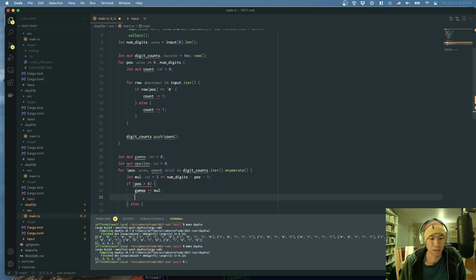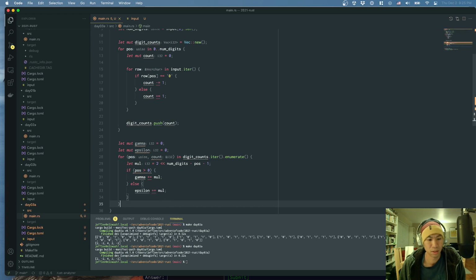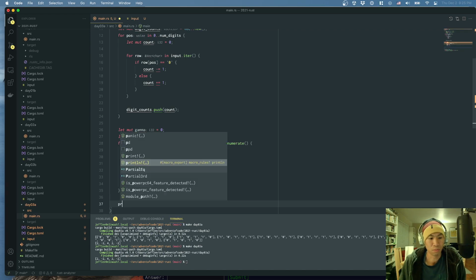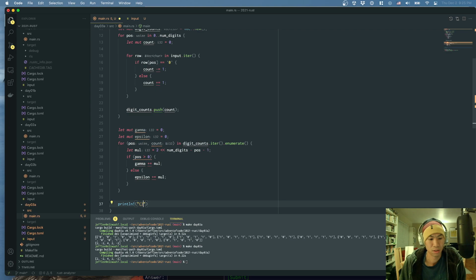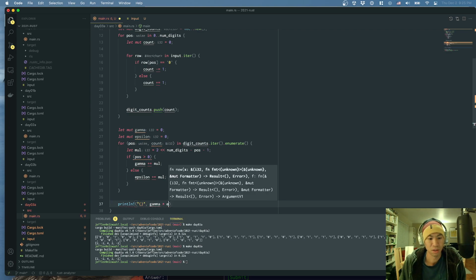Otherwise, and then epsilon, we won't modify by anything because the value there would be 0. Otherwise, epsilon is plus equal to the multiplier. And now we print the product of gamma and epsilon.